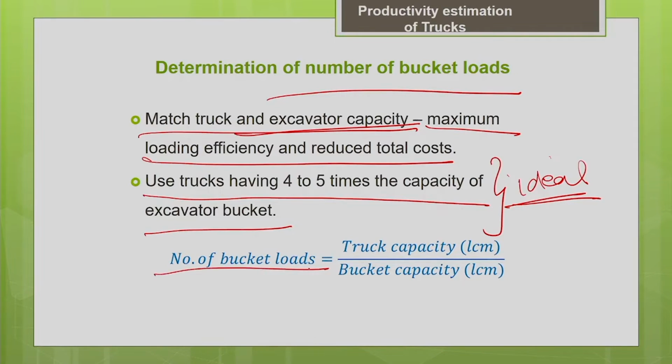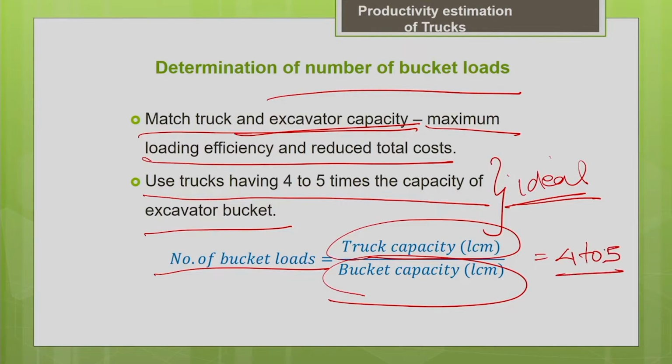Okay. Now let us determine how many bucket loads are needed to fill a truck. That depends upon the truck capacity and the bucket capacity. Divide truck capacity by bucket capacity, and you will get the number of bucket loads needed to fill the truck. This is the balanced number. Hopefully you should get between 4 to 5 for the ideal case.